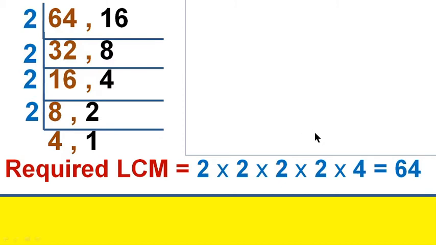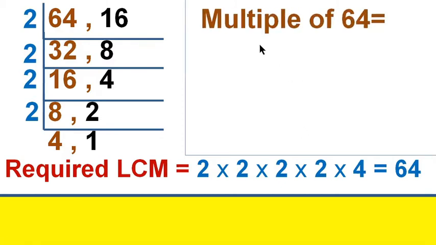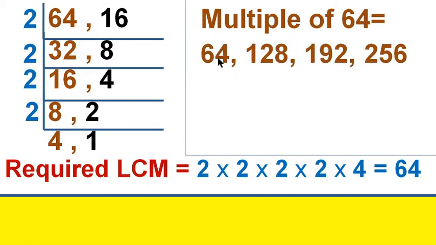Now we will show you another traditional method. Here, at first we will find out the multiples of 64. We will write down here some multiples of 64. And here 64 and double will be 128, triple, or 3 times, will be 192, and 4 times 64 will be 256.